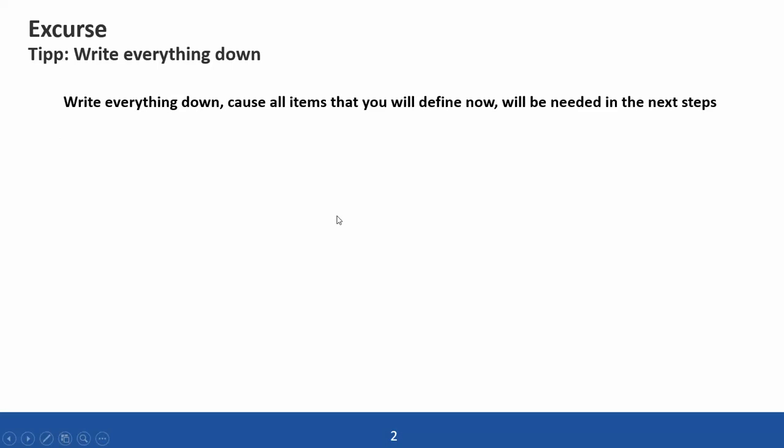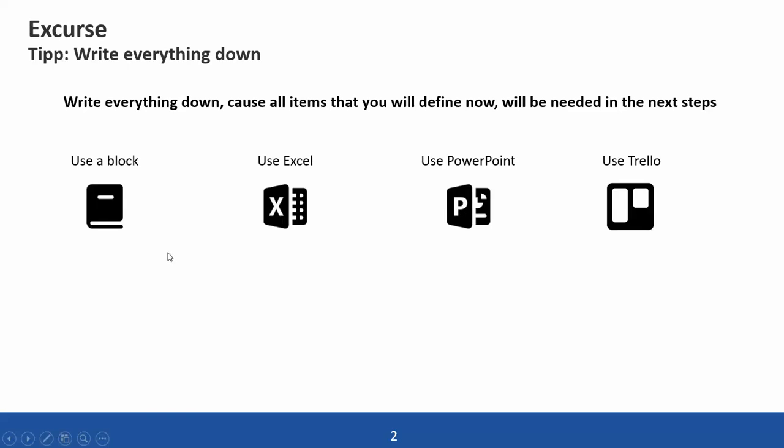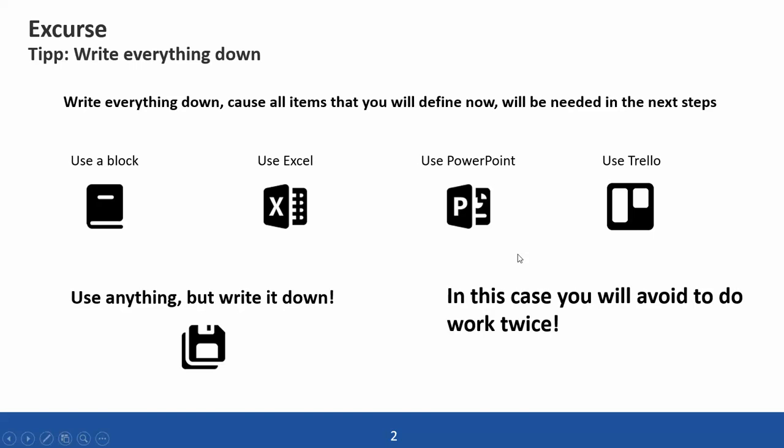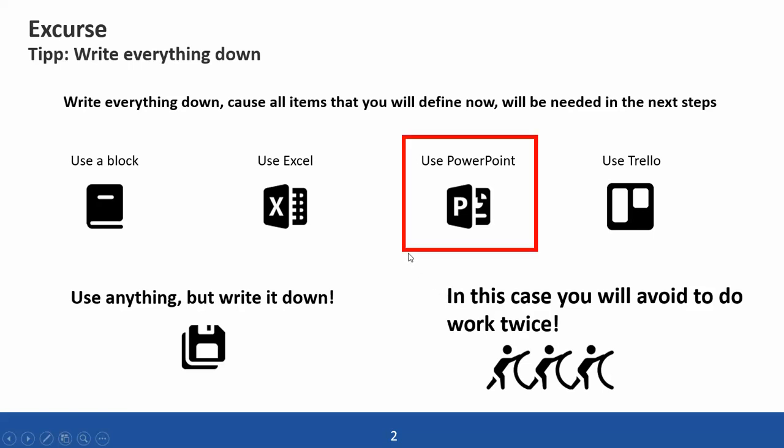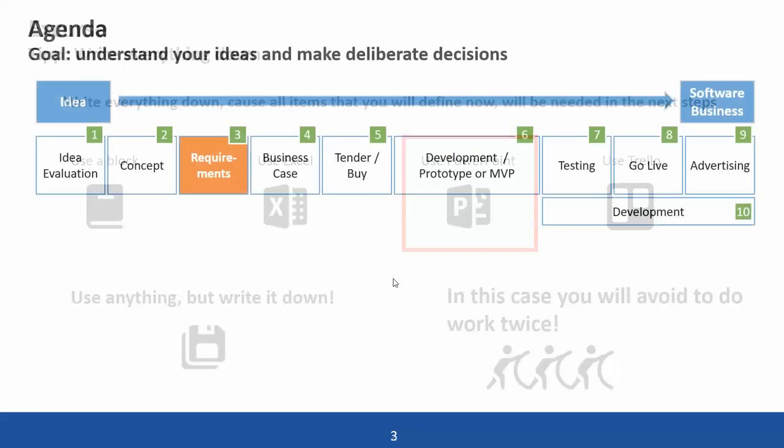And before I start, I would like to point out, like every time, write everything down, because all items that you feel will define now will be needed in the next step. So it's not important if you use a book, Excel, PowerPoint, or Trello, write everything you do down, because in this case you will avoid doing work twice, and it will make it much easier for you to track it and to use it in the next steps. So today I will focus on and use PowerPoint to show the requirements development.